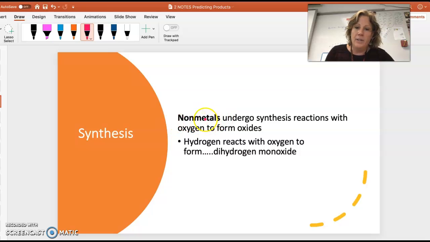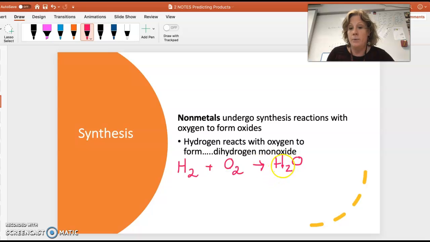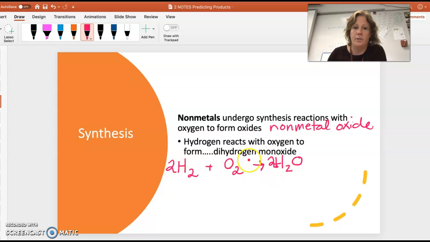Nonmetals can also react with oxygen to form oxides. So, for example, hydrogen can react with oxygen and form dihydrogen monoxide, which is water. So a nonmetal plus oxygen forms a nonmetal oxide. Sometimes we'll call it that. So we'd also balance this with a 2 for the oxygen and then a 2 for the hydrogen so that we have 4 total.